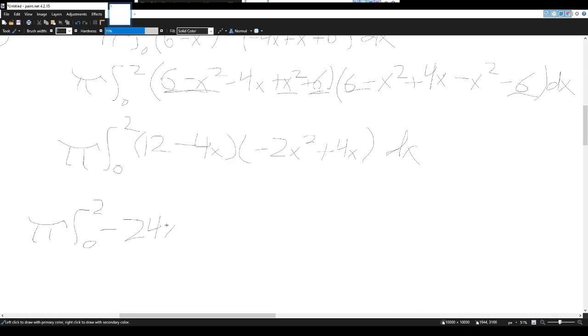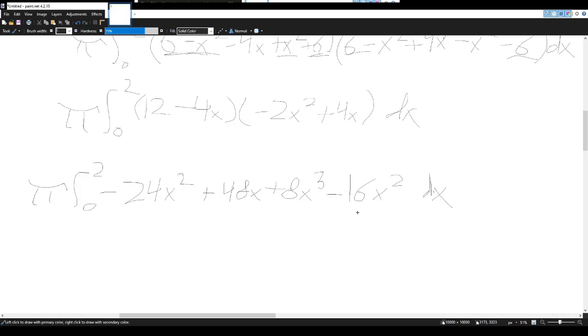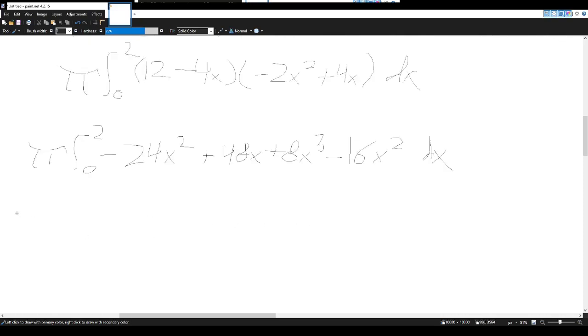But I'm just going to expand this out. 12 plus 48x. Oh, that looks stupid. Plus 8x to the third minus 16x squared dx. And so now that we have it in a form like this, we can finally do the antiderivative stuff.